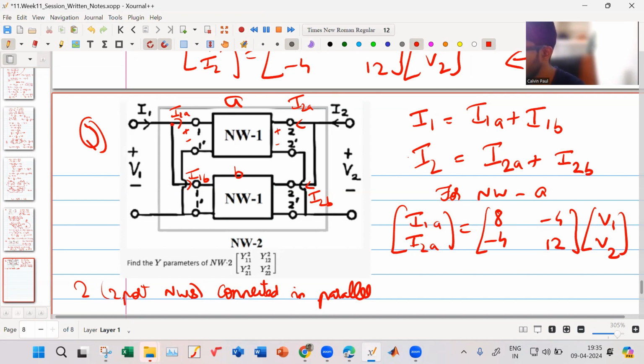We just took it from the previous one, right? Yeah, from the previous sum. Yes. Okay. Now for network B, what can I do?